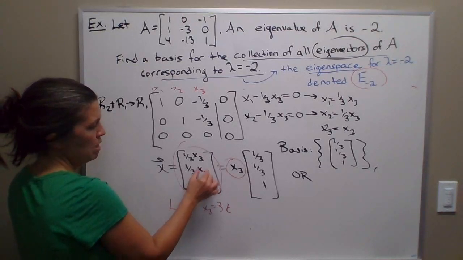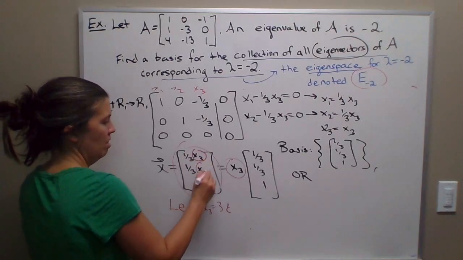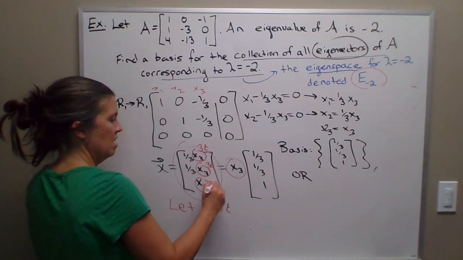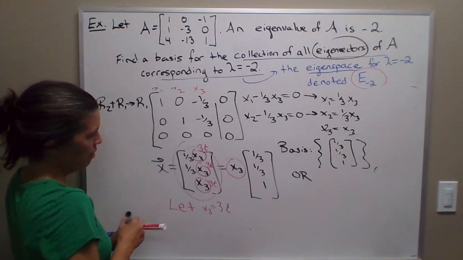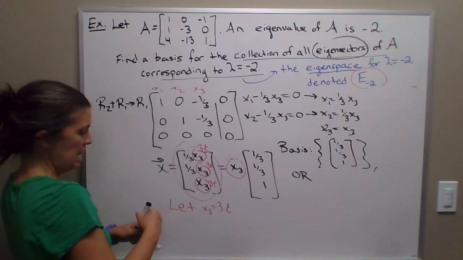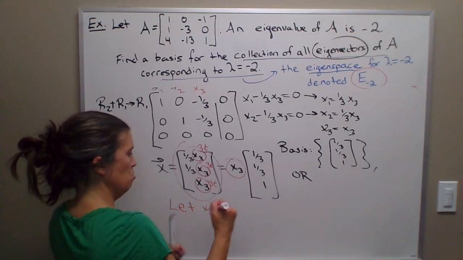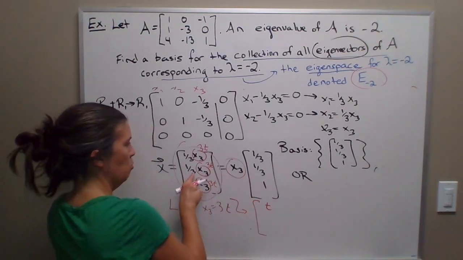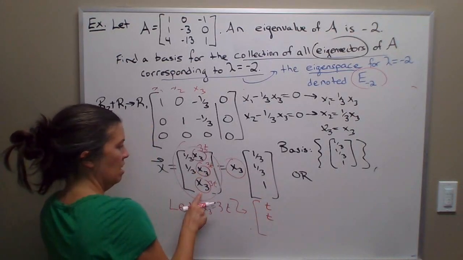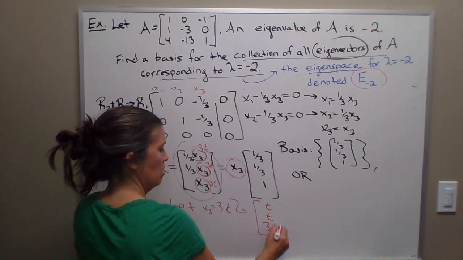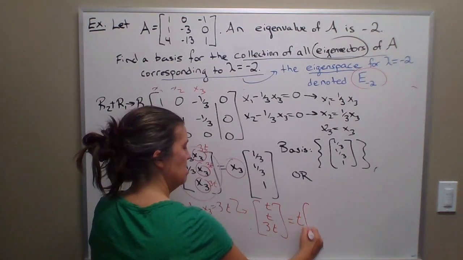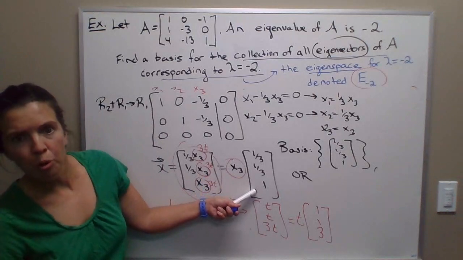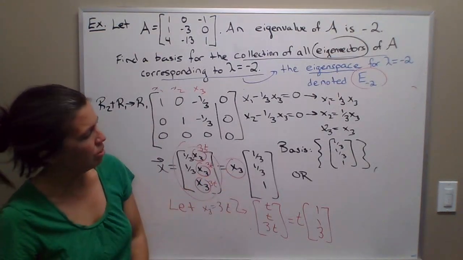So if we insert 3t in for each of these x3s, then you end up with 1/3 times 3t, so that's just t. 1/3 times 3t, so that's just t. And then 3t here. So this is t times the vector 1, 1, 3. Which notice 1, 1, 3, that's just a multiple. That's 3 times this basis vector.